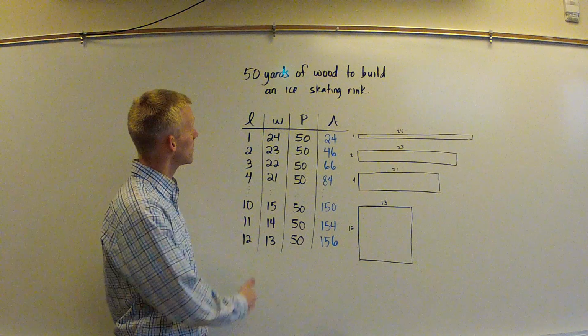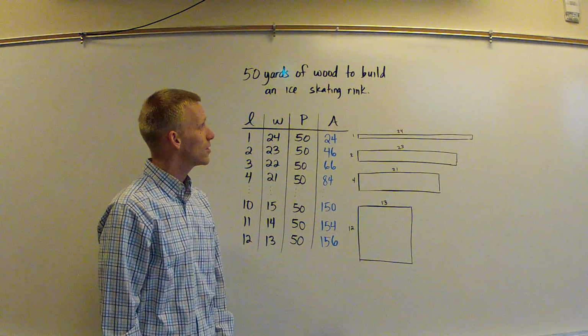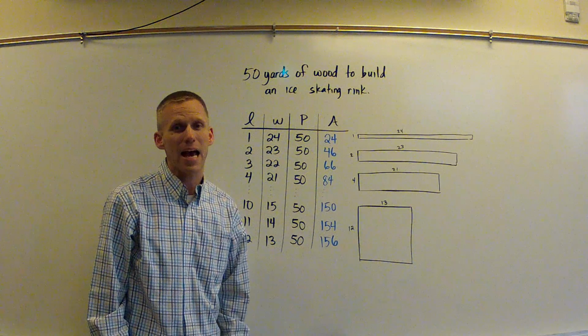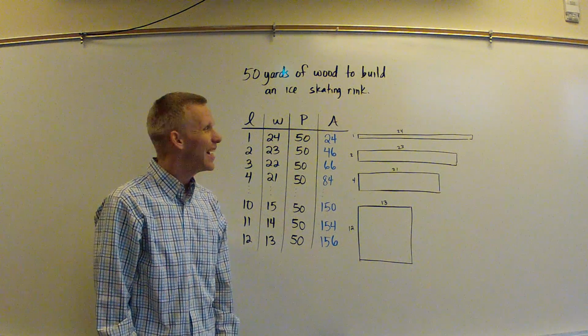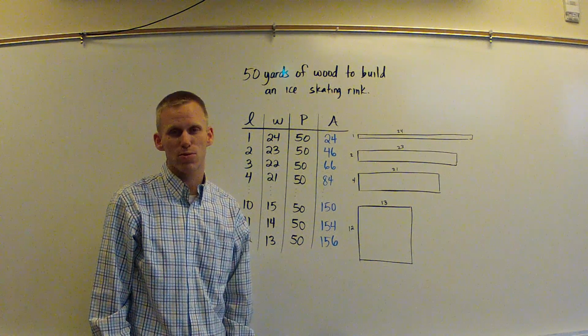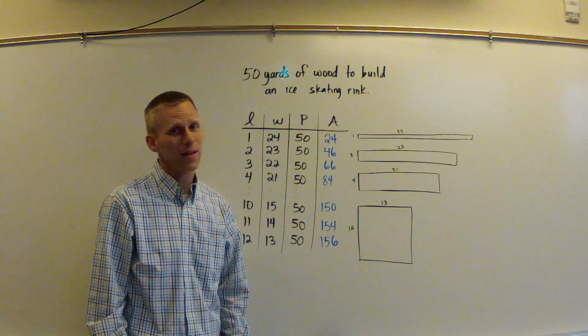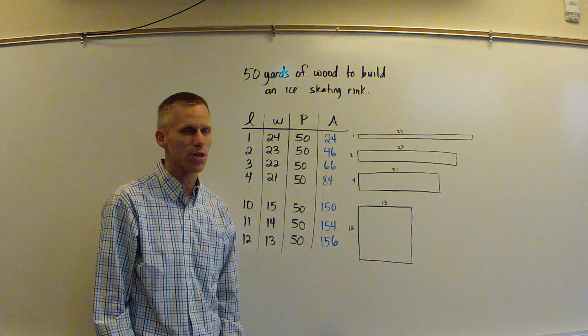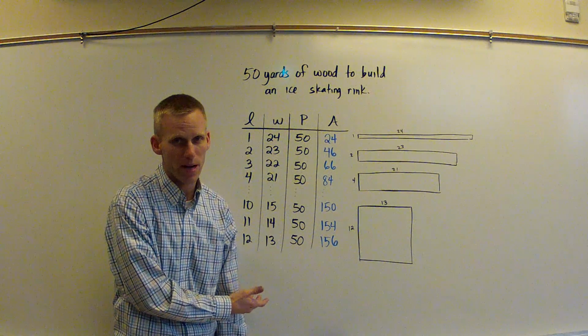The example is this. Suppose you have 50 yards of wood to build an ice skating rink. Maybe something like that in your backyard during the winter. And all you have is 50 yards of wood and that's it. Well, out of those 50 yards of wood, you could create a lot of different rectangular structures, some of which I've put up on the board.